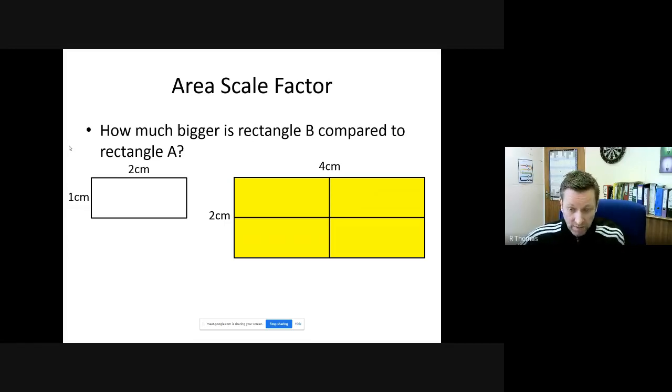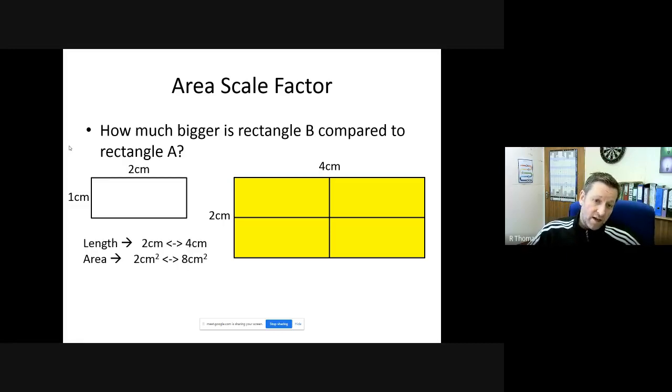So that's a bit weird. That's a bit of a mind blower. So even though the lengths are twice as big, the actual size or its area is not. As you can see, it's 4 times as big, right? So there's the proof of it there. The length goes from 2 to 4, but the area goes from 2 to 8.